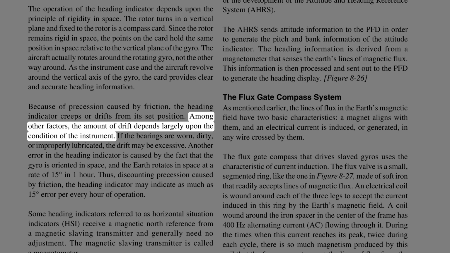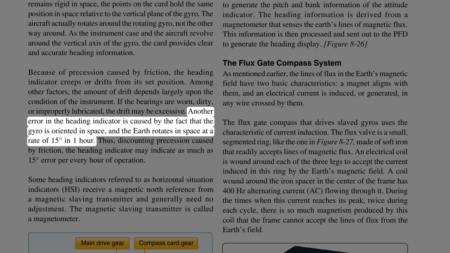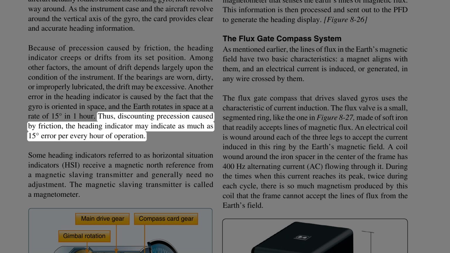Among other factors, the amount of drift depends largely upon the condition of the instrument. If the bearings are worn, dirty, or improperly lubricated, the drift may be excessive. Another error in the heading indicator is caused by the fact that the gyro is oriented in space, and the Earth rotates in space at a rate of 15 degrees in 1 hour. Thus, discounting precession caused by friction, the heading indicator may indicate as much as 15 degrees error per every hour of operation.